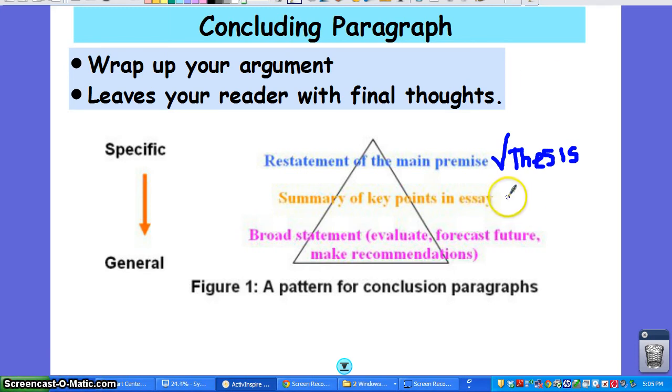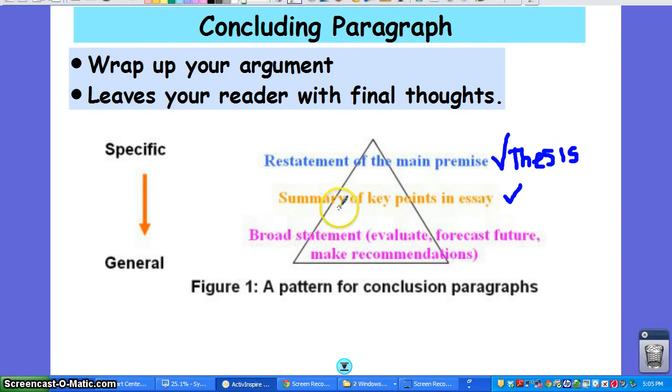A lot of conclusions will then have a brief summary of some of the key points that the writer made in the body paragraphs. And again, this is not meant to be repetitive. You don't want to repeat word for word your topic sentences or repeat the evidence you gave in your body. You want to think of new ways that you can sum up what the major points were throughout your work.